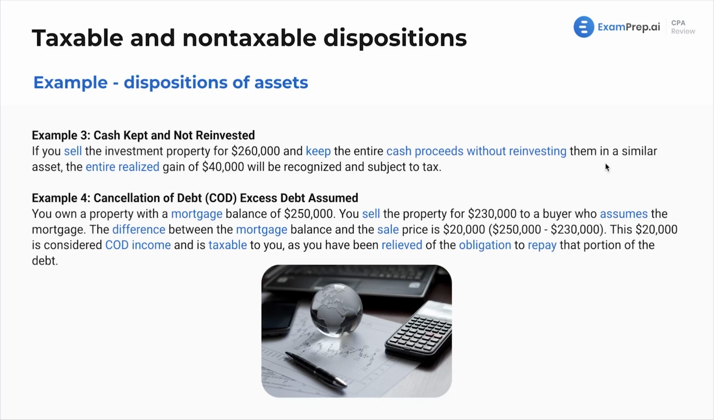And then lastly, here we got the cancellation of debt with excess debt assumed. You own a property with a mortgage balance of $250,000. You sell that property for $230 to a buyer who assumes the mortgage. The difference between the mortgage balance and the sale price is $20,000. So this $20,000 is going to be considered cancellation of debt income and is taxable to you, as you've been relieved of the obligation to repay that portion of the debt. A lot of great examples. You're going to become quite the tax whiz by the end of this.